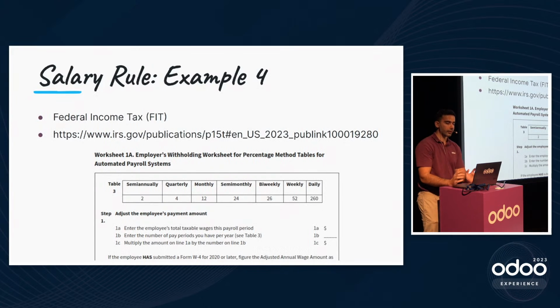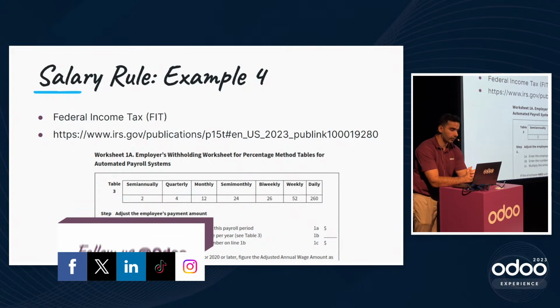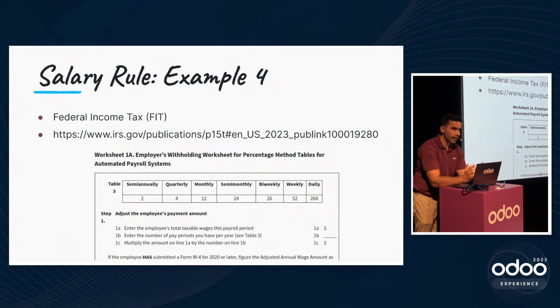Okay, let's see another example of salary rule. So the federal income tax can seem complicated on paper, but it's actually not. So on the official federal platform, you can find a document providing the computation steps according to the employee pay period. So to compute the federal income tax, you just have to convert the English into code. So we have the steps. We have step 1A is to enter the employee total taxable wage for this period. Step 1B, we have to enter the number of pay periods for a year. And step 1C is to multiply 1A by 1B.